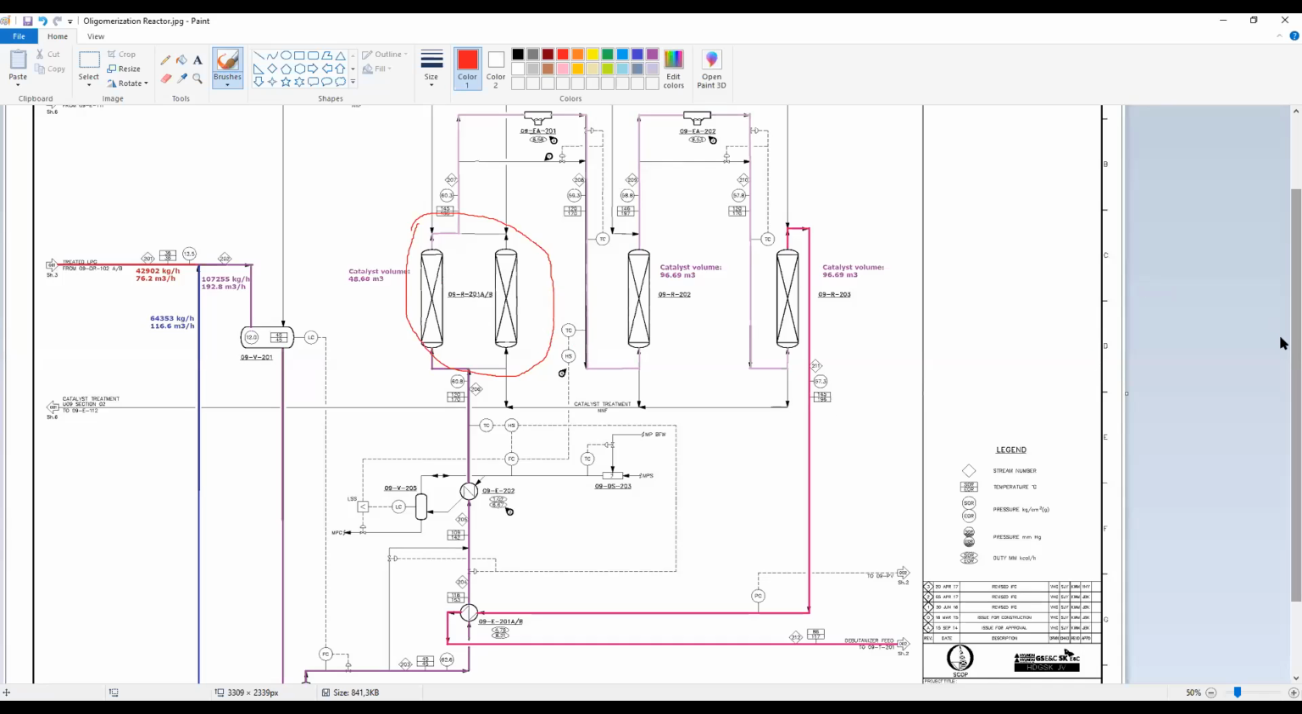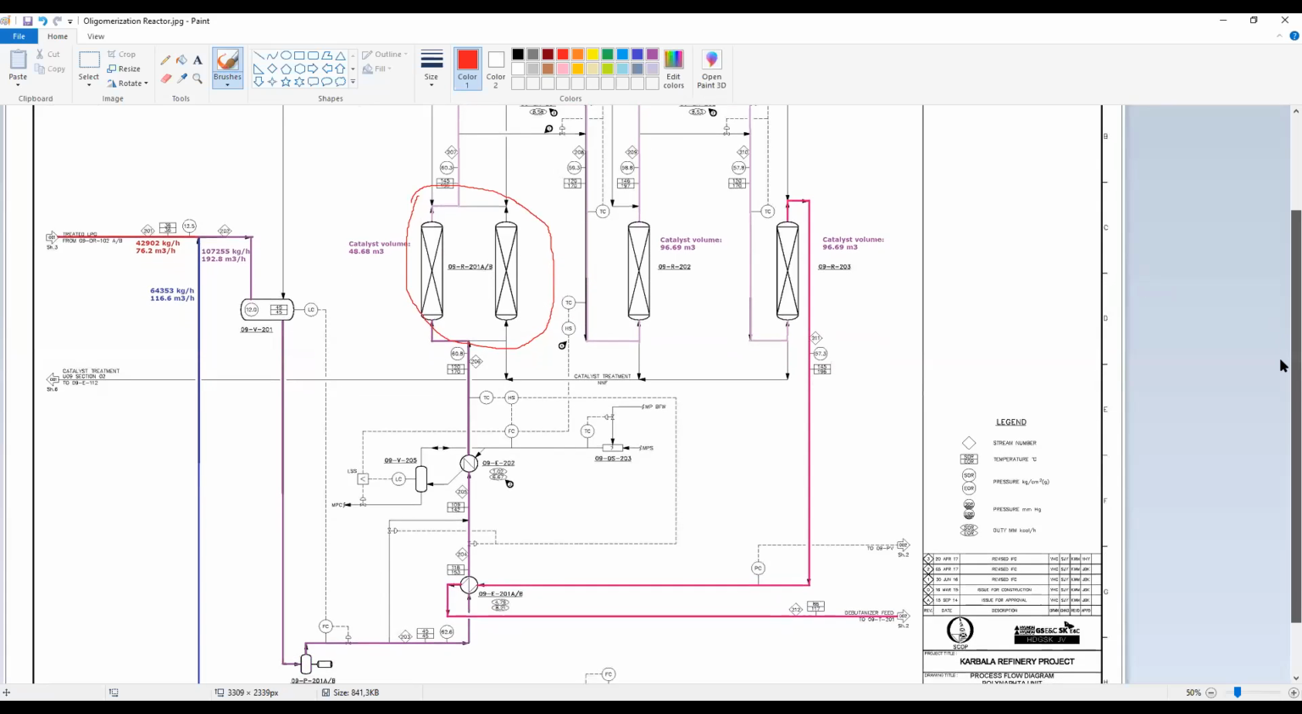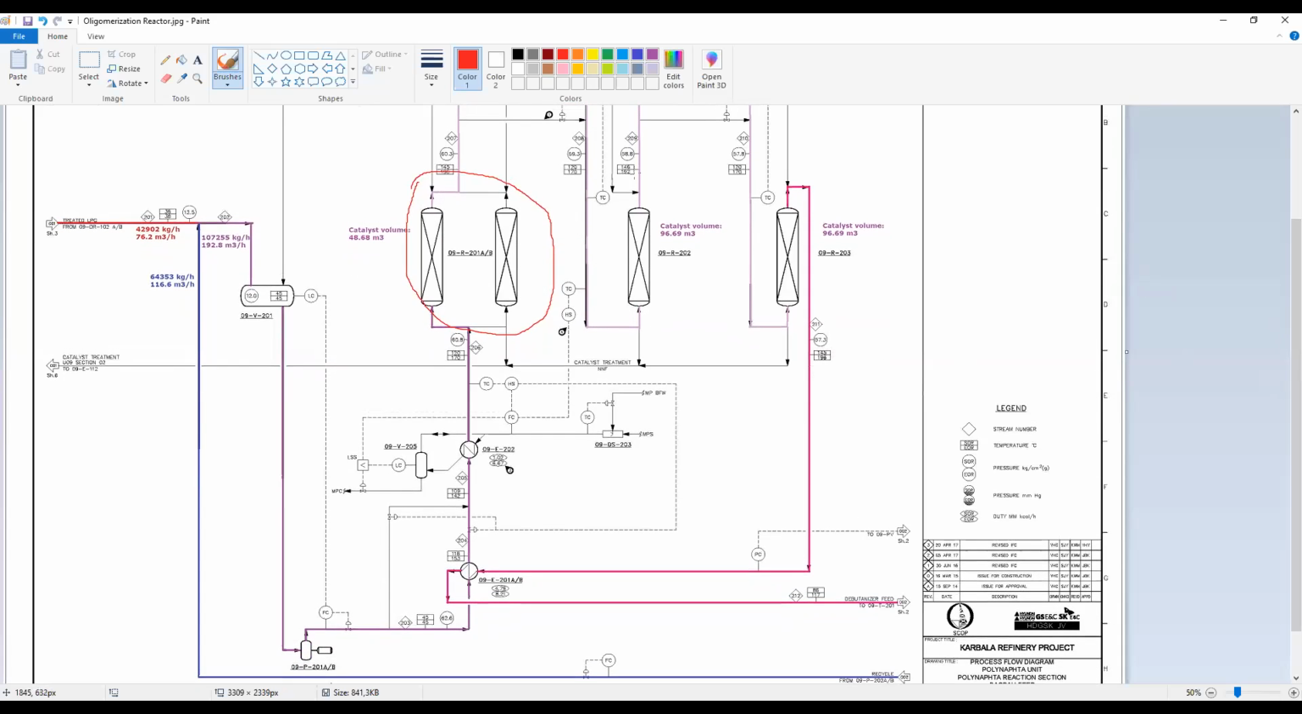Does it work as a lead and lag or what? Yes, yes, and to preserve the other reactors, you will sacrifice the first reactor more, and you can have a longer life of the catalysts in the rest of the reactors. Okay, thank you. Yes.